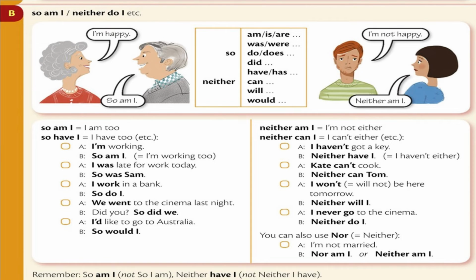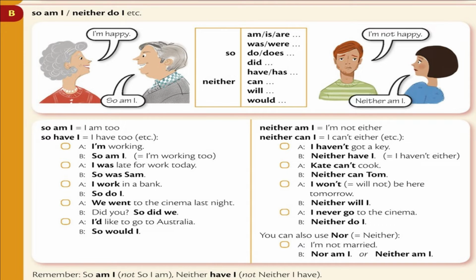Section B. So am I, neither do I, etc. I am happy. So am I. I am not happy. Neither am I. So am I. It means I am too. So have I. It means I have too, etc. A. I am working. B. So am I. It means I am working too.